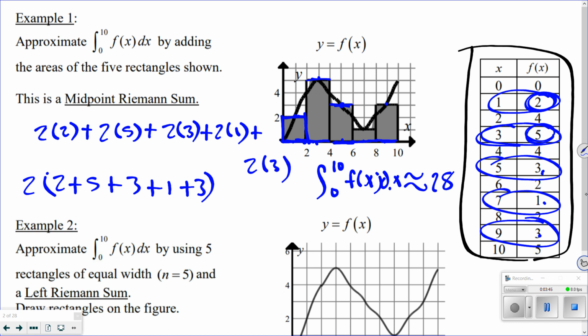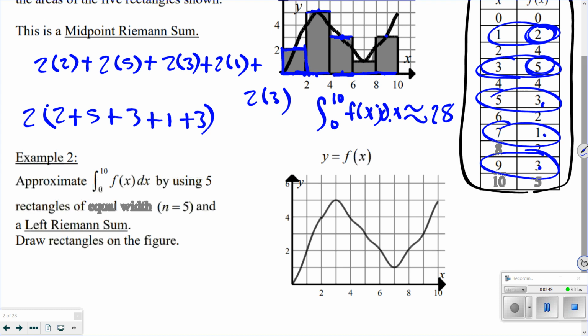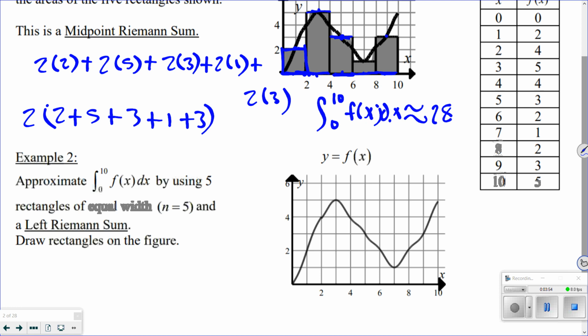Okay, let's look at this example too. We're still using the same function, but now, read through that with me. Now it says approximate by using 5 rectangles of equal width. By the way, it tells us n equals 5. N is the number of rectangles.